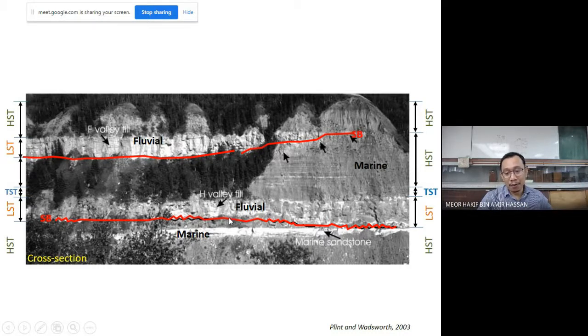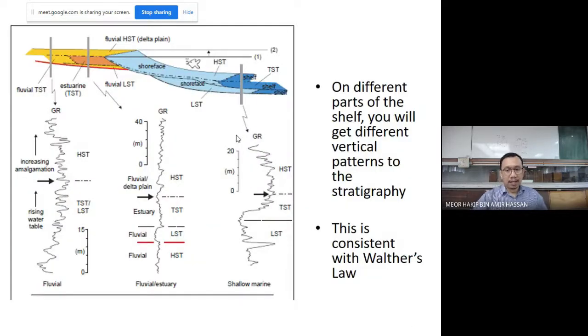But if you only have a log like this, you're going to need to rely just on the stratigraphic pattern because you don't see the geometry. Okay, so the main point of today's lecture is this: different parts of the shelf, different parts of the basin, you'll get different vertical patterns to the stratigraphy. But there is an overall overarching theme: sand-prone LST, fining upward TST, coarsening upward HST. Those are the general patterns.